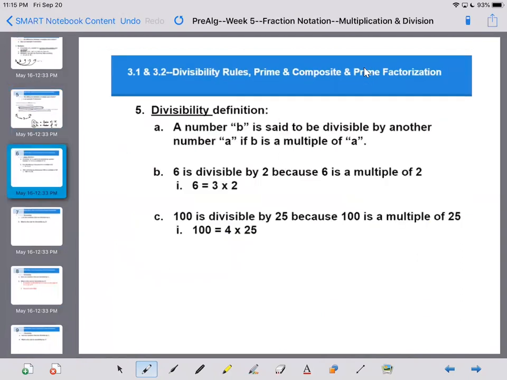When we talk about divisibility, 6 is divisible by 2. Why? Because 6 is a multiple of 2. We see that 6 is equal to 3 times 2. So since 6 is a multiple of 2, we know that 2 will divide 6. 6 is a multiple of 3, so we know that 3 will divide 6. 100 we know is divisible by 25. We know that because 25 times 4 gives us 100.